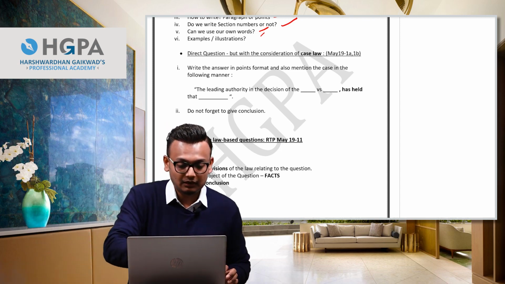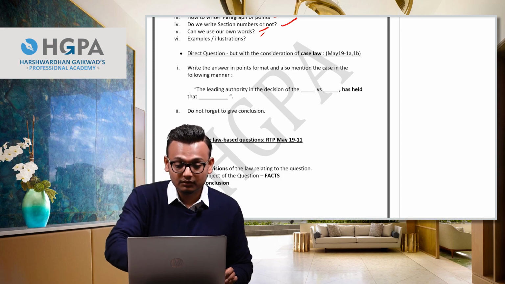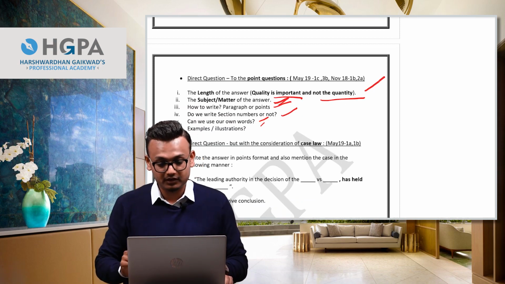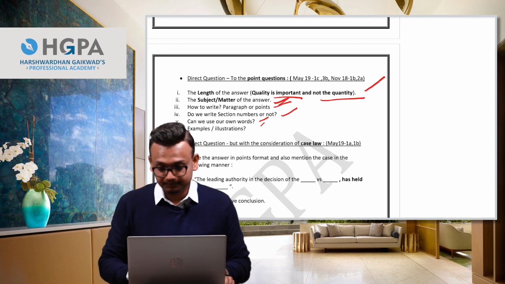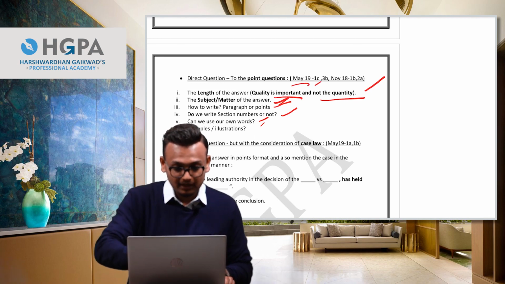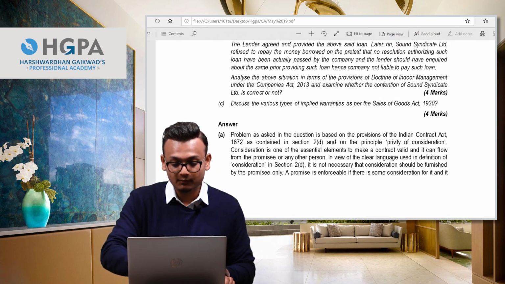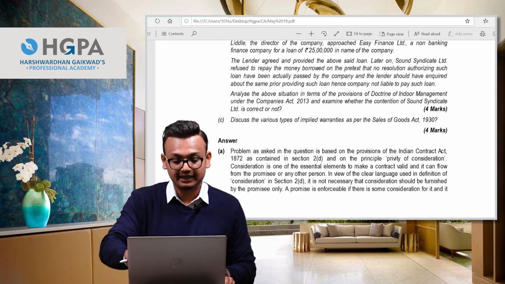Okay, now I'll share the questions with you. Now look, in May 19, first see, I have downloaded everything. So in 1C, see, understand this. Discuss the various types of implied warranties as per the Sale of Goods Act 1930.